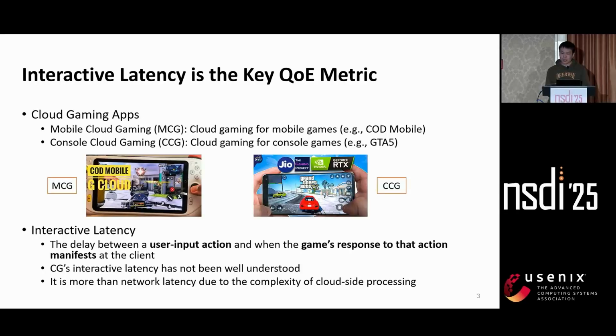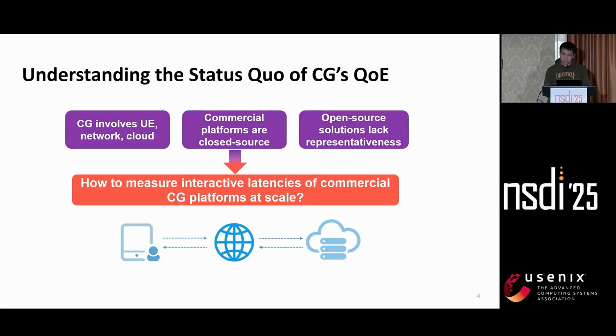Currently, CG's interactive latency has not been well understood by both the community and the industry. It is more than network latency due to the complexity of cloud-side processing. To understand the status quo of CG's QoE, it is necessary to accurately measure the interactive latencies of commercial CG platforms. However, it is quite challenging, given that CG involves complex interactions among multiple agents, including user equipments, network, and cloud servers. Besides, almost all commercial platforms are closed source, and open source solutions for cloud gaming often lack representativeness.